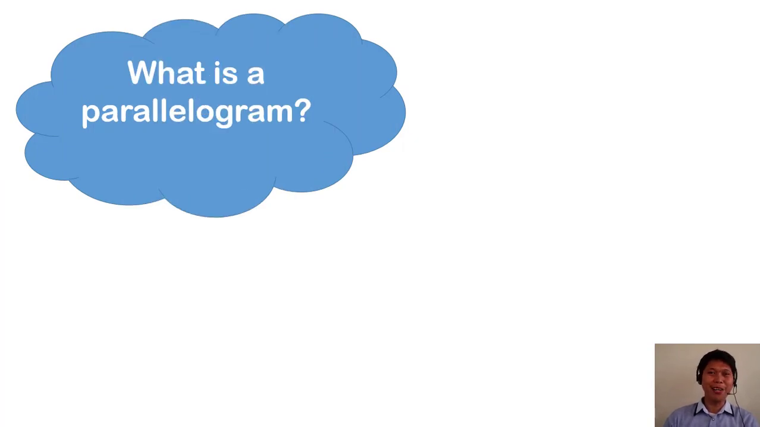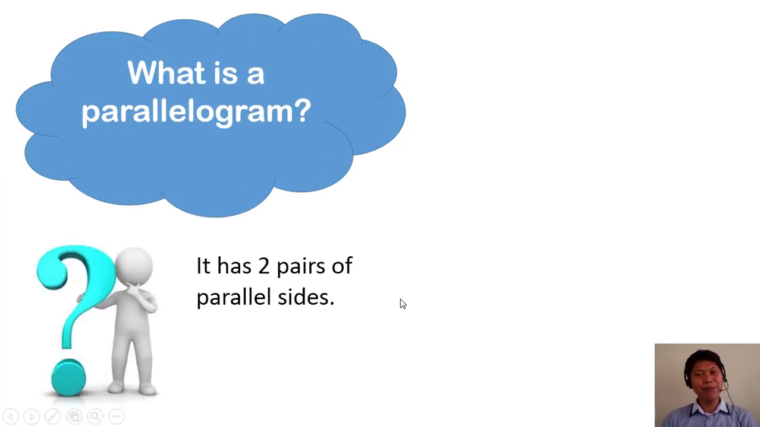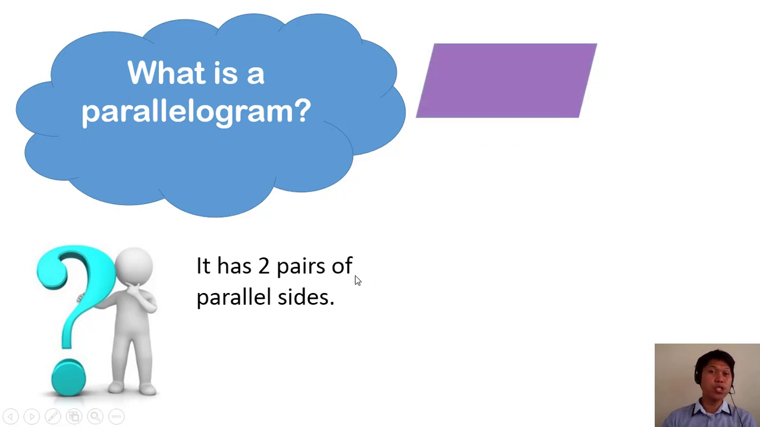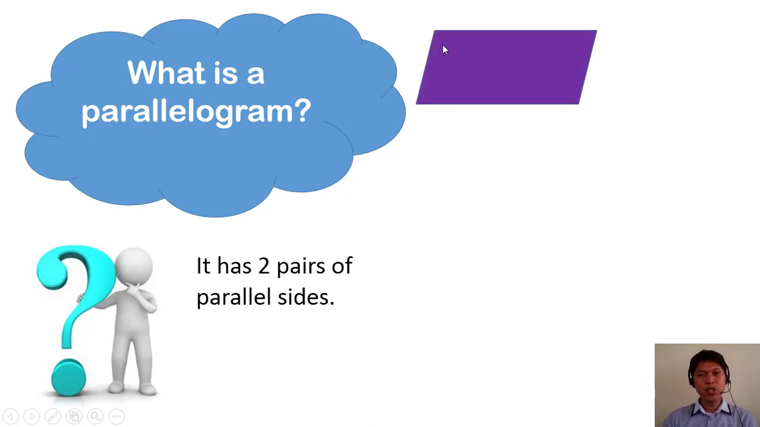First is, what is a parallelogram? Okay, a parallelogram is a quadrilateral with two pairs of parallel sides. It means the opposite sides are equal. Like for example, this one. This is the usual parallelogram which you know, the representation of a parallelogram. So these sides are opposite.